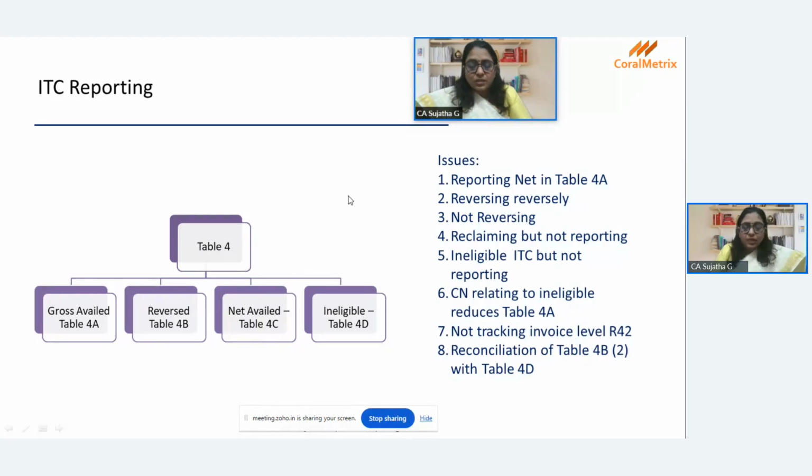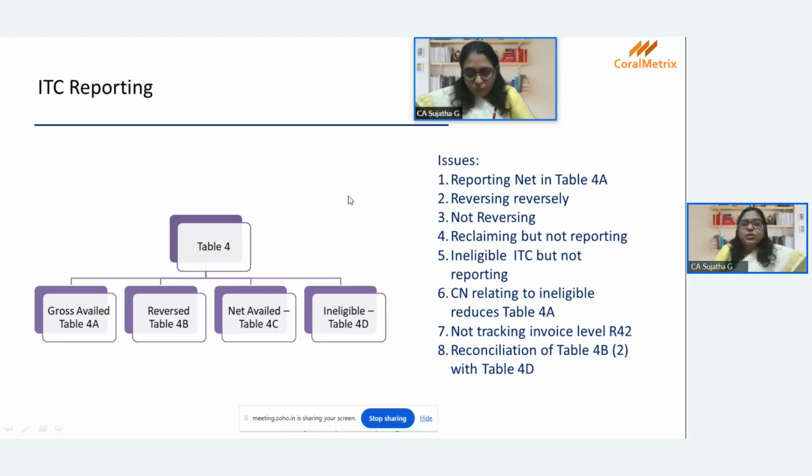Whenever you are reversing, make sure that you reverse it through temporary reversal, so that table 4C becomes easier. Then what is ineligible? 4D is only for reporting, which says that whatever is set under section 17(5) or any other ineligible input tax credit needs to be reported under table 4D.